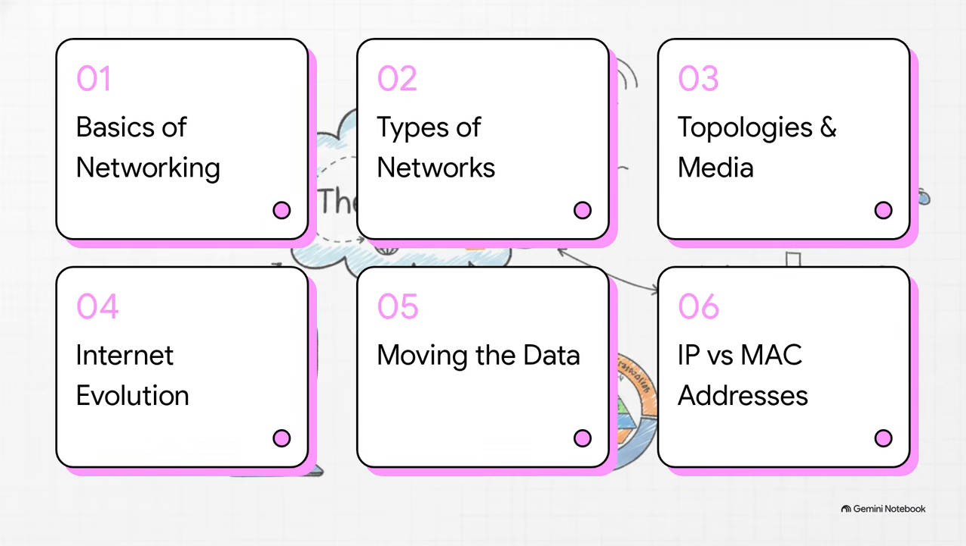We'll quickly hit the basics of networking, look at the different types of networks, and then dive into the physical topologies and transmission media that actually string them together. After that, we'll trace the evolution of the internet itself, figure out the crazy mechanics of how data actually moves, and wrap up with IP versus MAC addresses.